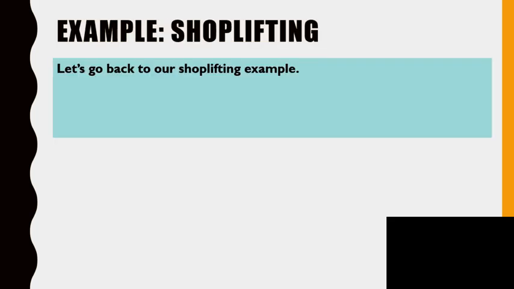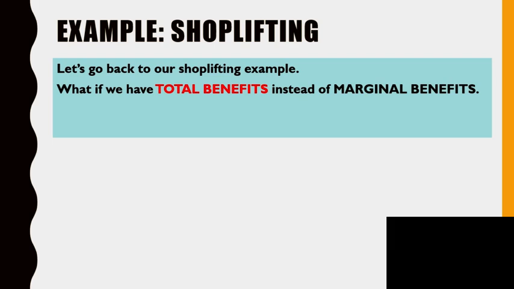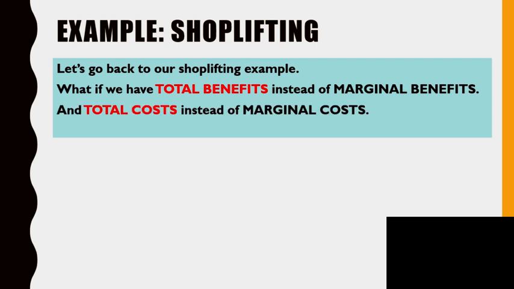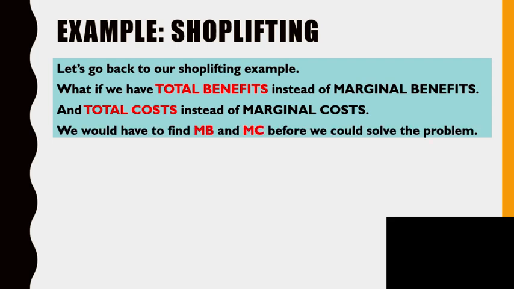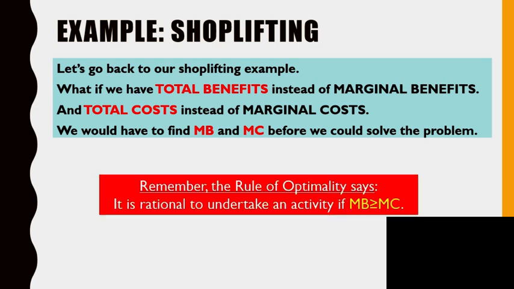So let's go back to our shoplifting example. What if we had total benefits instead of marginal benefits? Instead of marginal, I give you total. And what if I gave you total cost instead of marginal costs? Well, you have to read questions carefully and see what I've given you. You would have to find marginal benefit and marginal cost before you could actually solve the problem. So that's what we need to do today.